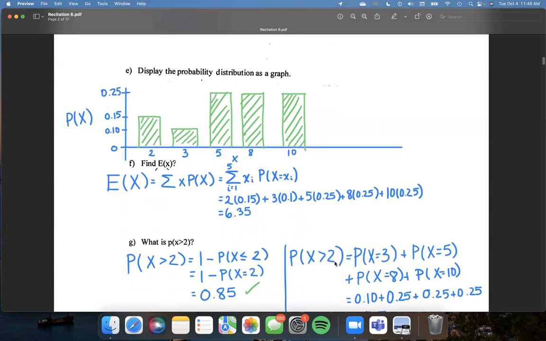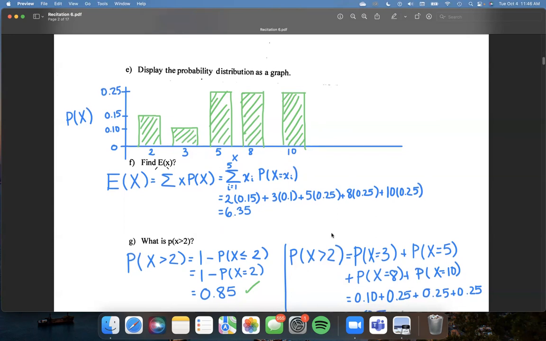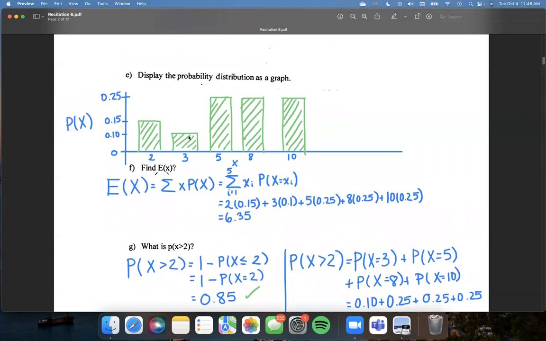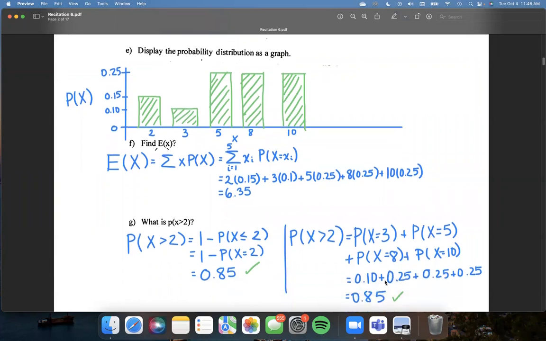So we can also solve this by looking at it as, the probability that x is greater than 2 would be the probability that x equals 3 plus the probability that x equals 5 plus the probability that x equals 8 plus the probability that x equals 10. So when you add up those probabilities, that would be 0.10 plus 0.25 plus 0.25 plus 0.25, you'll get 0.85. So you'll get the same thing. So it's just which way you want to look at it.